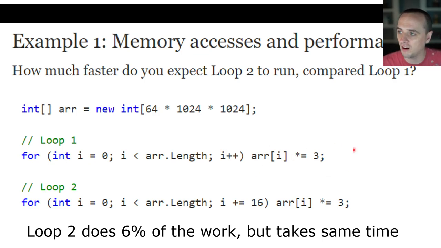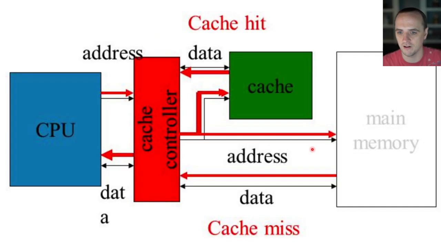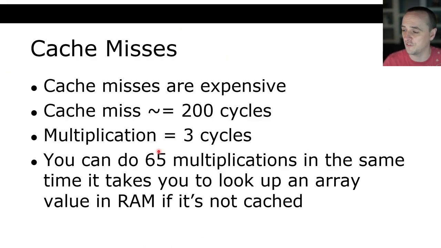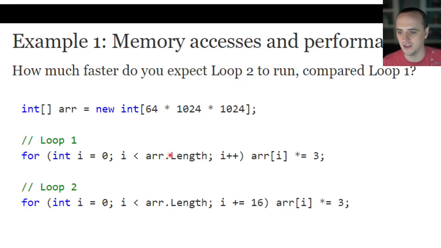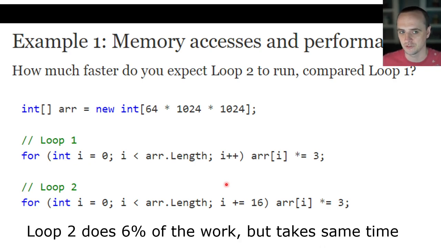But the multiplies aren't the bottleneck, right? We saw here that you might be able to do 65 multiplications for every cache miss. So what's happening here is that you're doing 1/16th of the multiplies, but because the next thing that you fetch is 64 bytes away, it's always going to be a cache miss. So you've got the same number of cache misses in both of these loops, and it turns out the cache miss is the bottleneck, and so they take approximately the same amount of time.